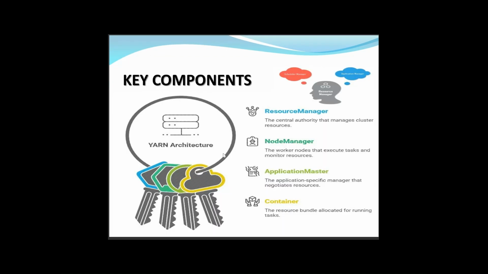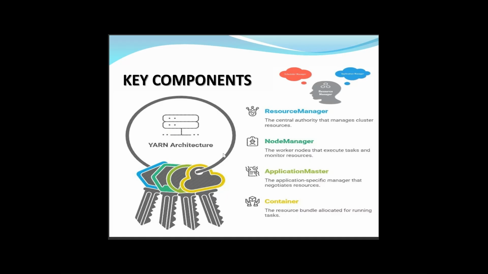In the next slide, we have the key components of Yarn. The first one is the resource manager. It's the central authority that manages cluster resources, the master of the cluster. It keeps track of all available resources and schedules jobs. In the resource manager, there are two more components: the first one is the scheduler and the second one is the application manager.